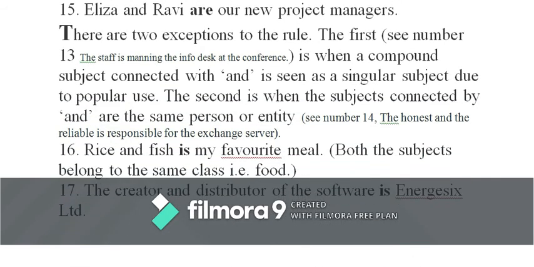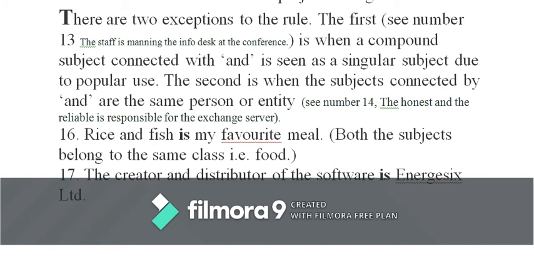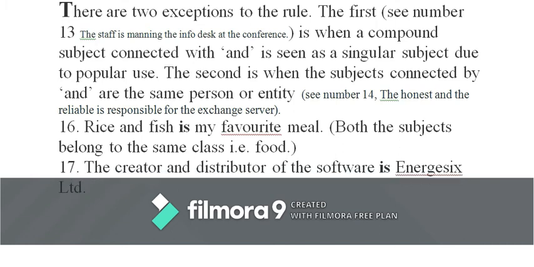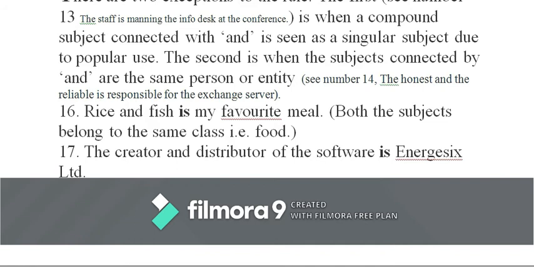Next example is rice and fish is my favorite meal. Now why is the word is used over there? There the rule applies that rice and fish both belong to the same class or the same family, that is the food. So that is why rice and fish are considered as one. That food is my favorite meal.